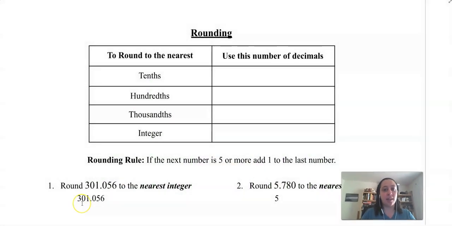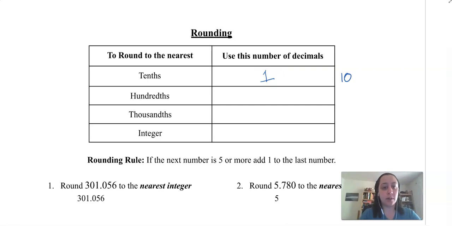Hi mathematicians! Today we're going to go over some errors that I noticed that you were making when rounding. So to round to the nearest tenth, how many decimals do we need to use? How many numbers after the decimal point? Well, remember, 10 has 1 zero, so we need one number after the decimal point.